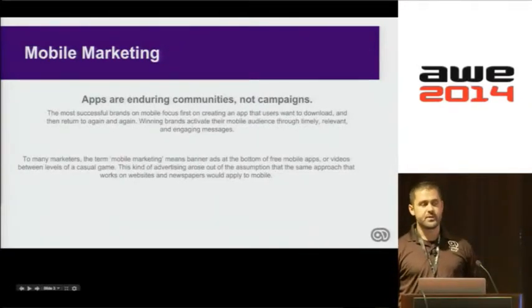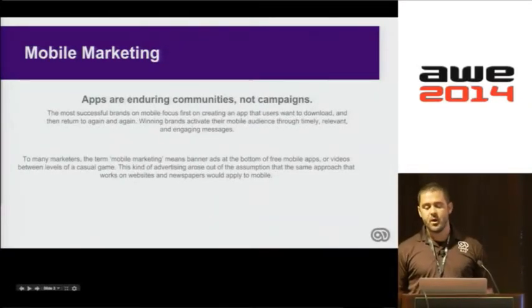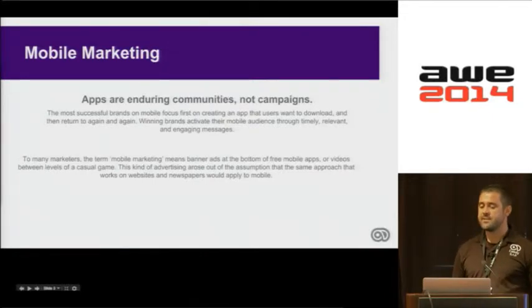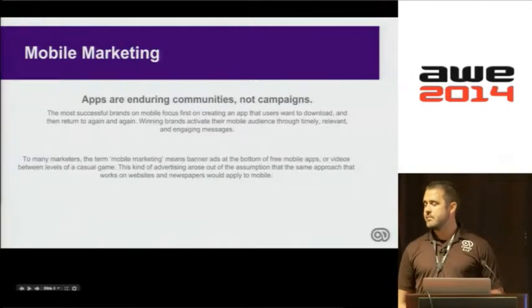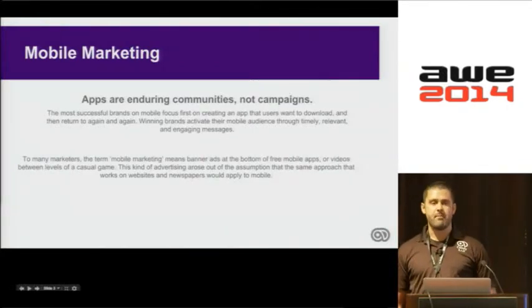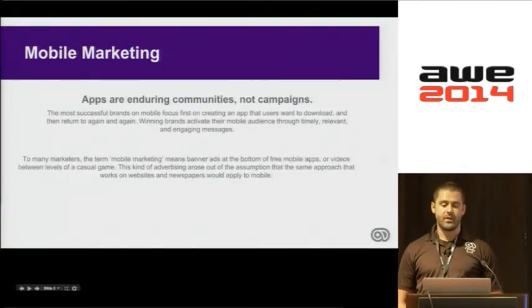The most successful brands on mobile focus first on creating an app that users actually want to download, and then return to again and again. Winning brands activate their mobile audiences through timely, relevant, and engaging messages. Things like games, fun things that get you to want to come back to the app and see something new, tend to do very well.